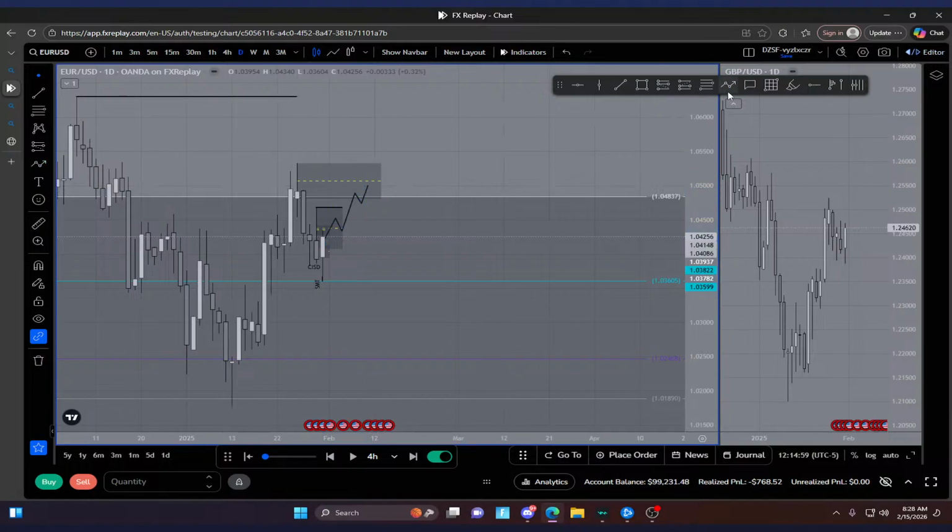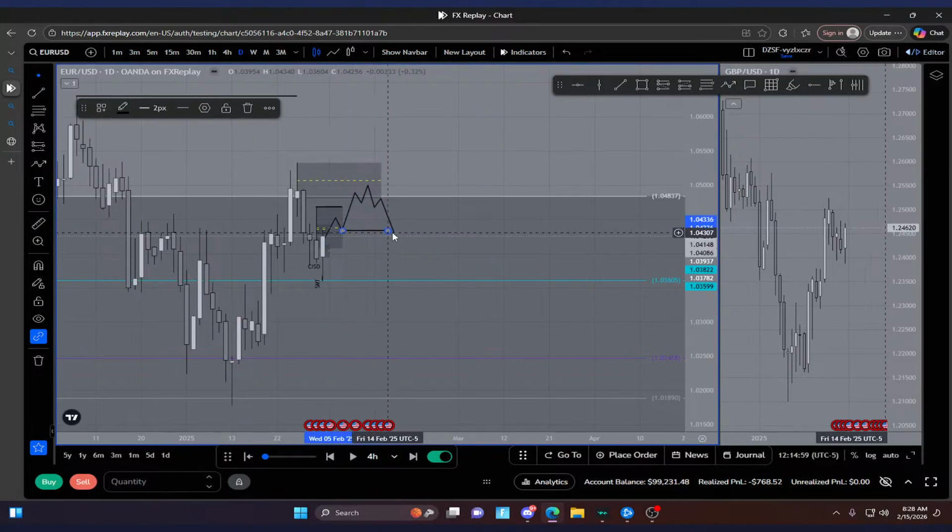and you're gonna find something like this. CISD, maybe a sweep down to this low to go back in EQ of the range. It's as simple as that.